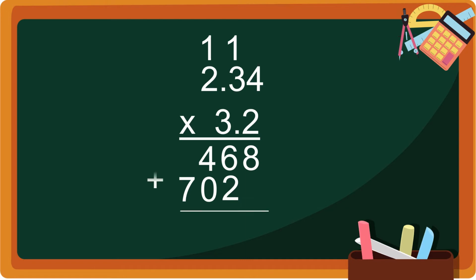Then get the sum. So bring down 8. Then 6 plus 2 is 8. 4 plus 0 is 4. Then bring down 7. Therefore, the answer is 7,488.